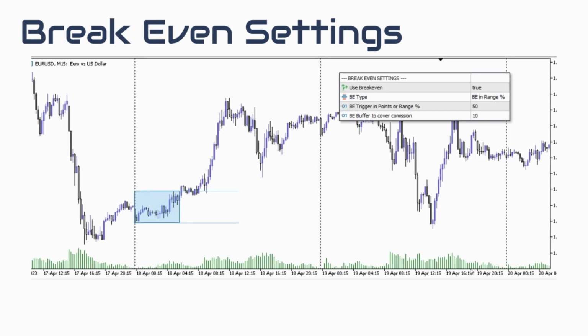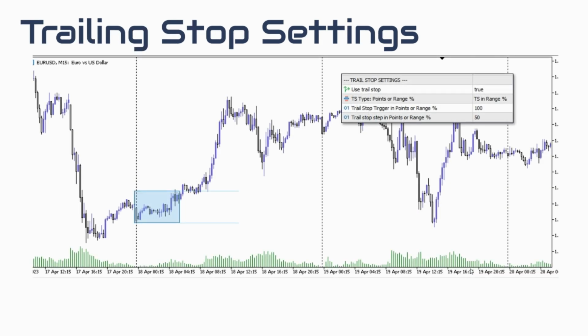Step Ahead allows you to protect your trade once it is in profit via its break-even function. The trigger can be set in points or a percentage of the range. Once the trigger price is reached, the stop loss is moved to the entry by considering a buffer to allow you to pay your spread or commission.